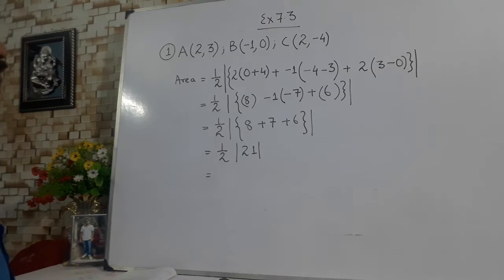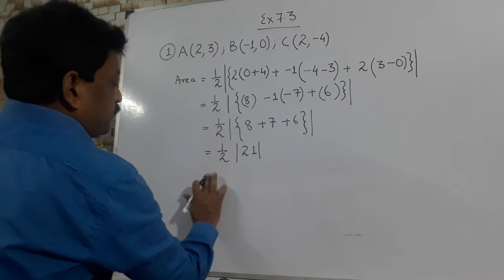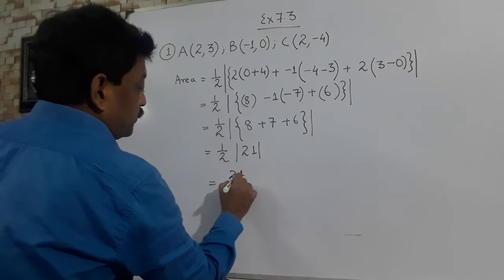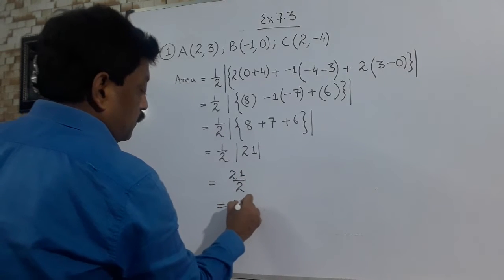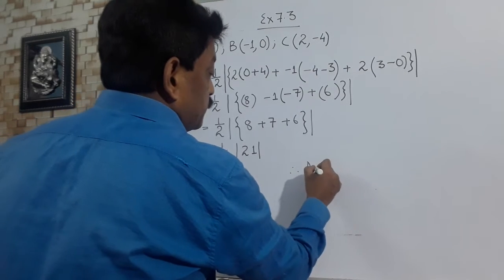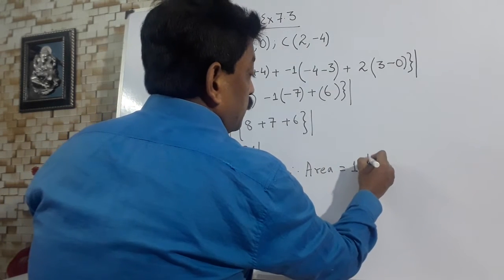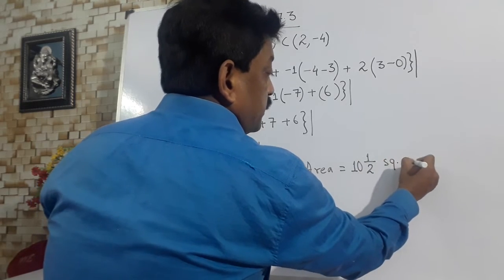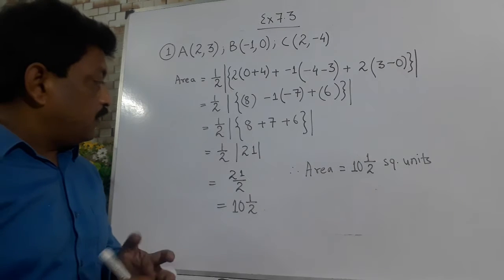Now since the value inside the modulus is positive, only the positive value will come out. Therefore the answer is 21 upon 2, or we can write 10 whole 1 upon 2. Therefore area equals to 10 whole 1 upon 2 square units. Since it is area, the answer will be written as square units. Understood?